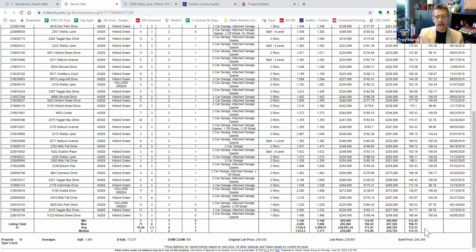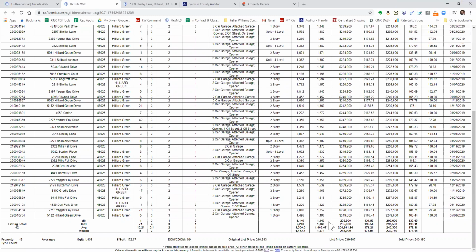You're going to see that smaller properties tend to sell for a higher price per square foot, and larger properties tend to sell for a lower price per square foot than others in the neighborhood. So you can't just take the average price per square foot here and multiply it out times the square footage that you have, because if you have the smallest house in the neighborhood, you're going to end up underpricing it, and if you have the largest house in the neighborhood, you're going to end up overpricing it.